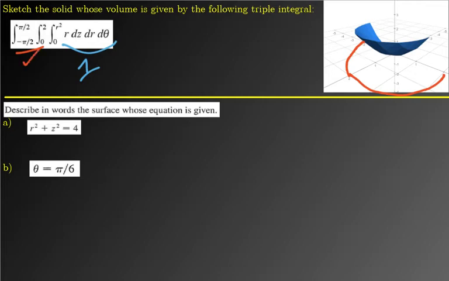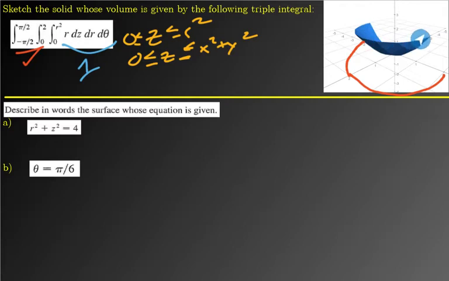Then it has this z bound, and it says z goes from 0 up to r squared. The 0 is not too hard to see. That just means it goes down to the xy plane, but then it won't go below it. And then z being less than or equal to x squared plus y squared is like a bowl, but we've got the bowl chopped off because of the angle restriction here.